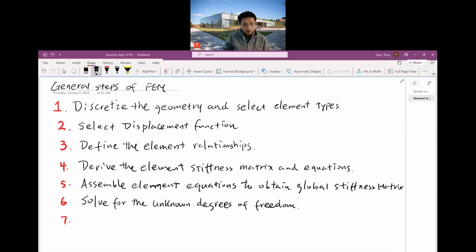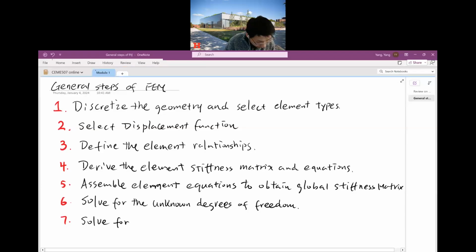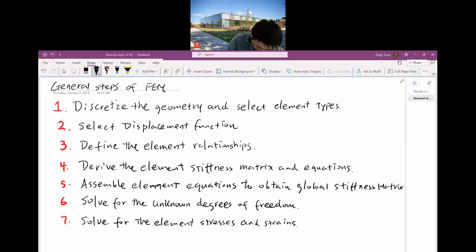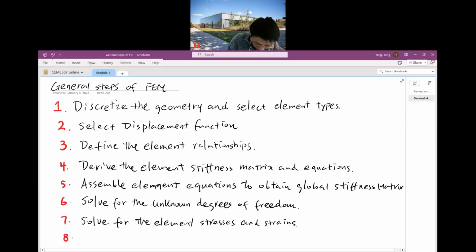So after any global displacements or forces are solved, we should be able to go back to the element. So we should be able to solve for the element stresses and strains. So that's step 7. After that, we can interpret the results.